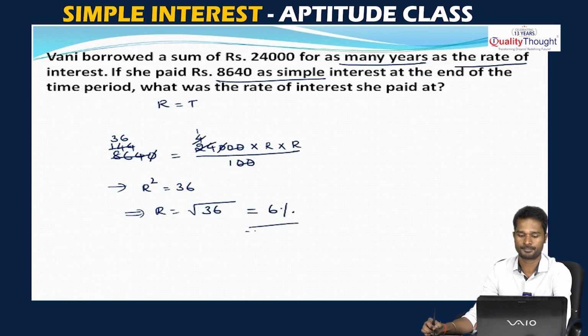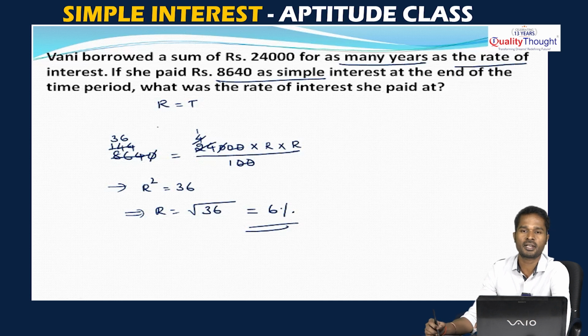Okay. So, in this question he clearly said Vani borrowed 24,000 for as many years as the rate of interest. So, whatever the time period is, that much will be the rate of interest. If the time period is 4 years, the rate of interest will be 4%, like that. And she paid 8640 as simple interest at the end of this time period. So, what is the rate of interest? That is what we require.